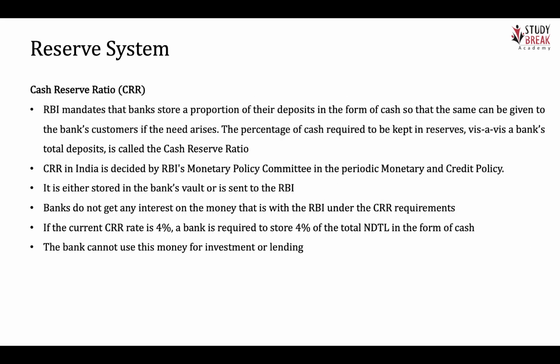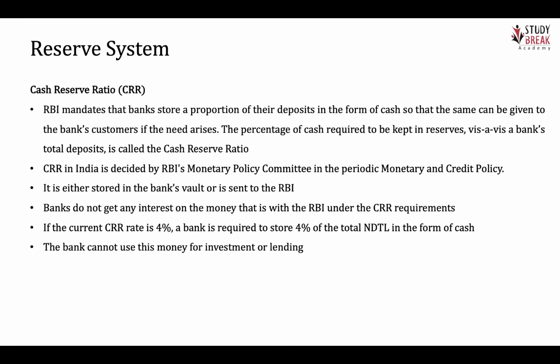Now, under the reserve system, the foremost technique that the RBI actually uses to control the money flow in the system is the cash reserve ratio. Now, what is cash reserve ratio? RBI says that banks should store a proportion of their deposits in the form of cash and some proportion of its deposits in the form of liquid assets. Okay, so the percentage of cash required to be kept in reserves by the banks with RBI is called the cash reserve ratio.